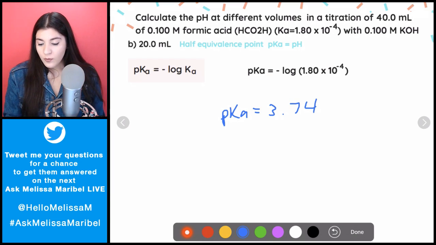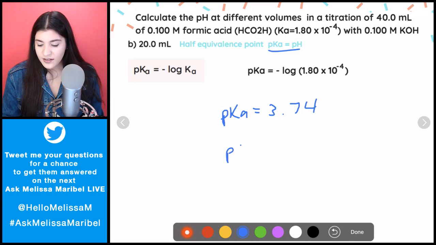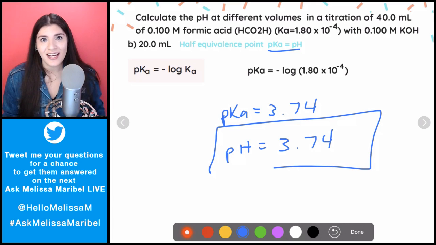And then remember, this is telling me that pKa is equal to the same thing as my pH. So my pH is 3.74. That's done. That was easier, right? So knowing that trick is going to help you a lot. It's going to save you a lot of time.